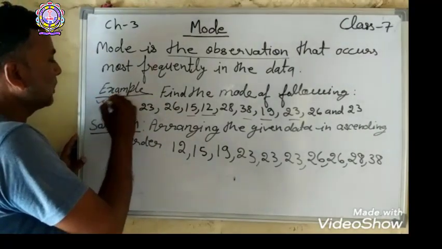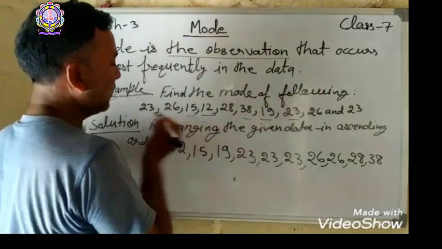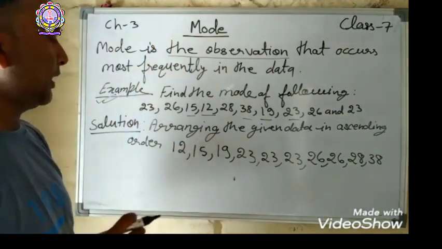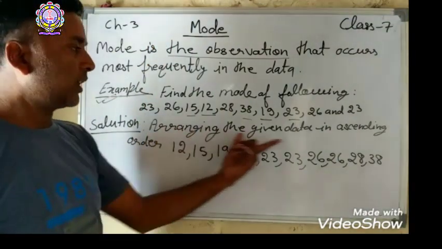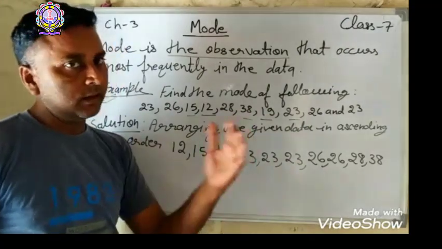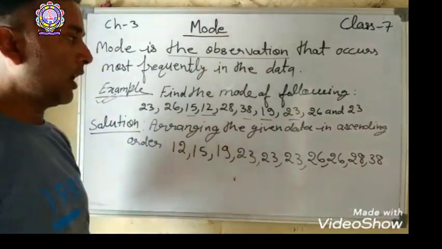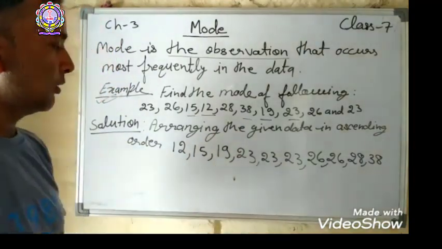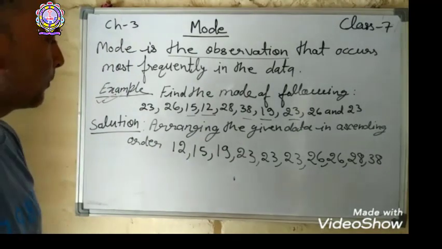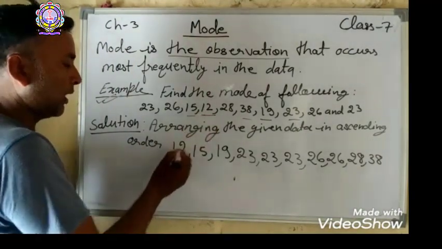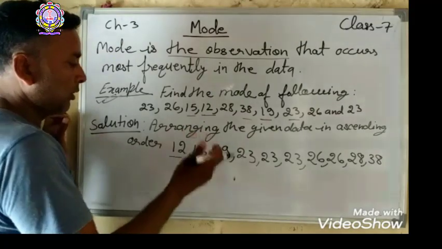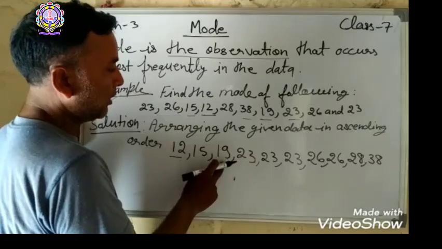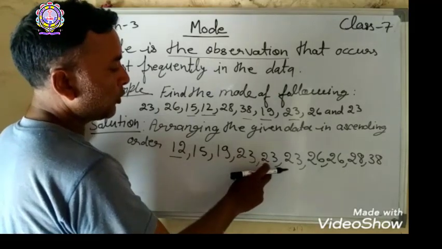Observe this example. Find the mode of the following observations. The first step to find the mode is arranging the given data in ascending order or in descending order. So I arrange it here in ascending order. In ascending order, we start from the lowest observation. This is the lowest observation, that is 12. After 12, 15, after 15, 19, and 23, 23, 23.